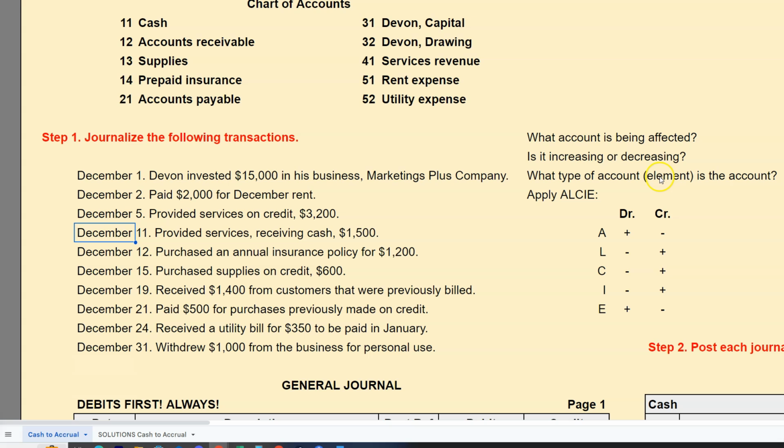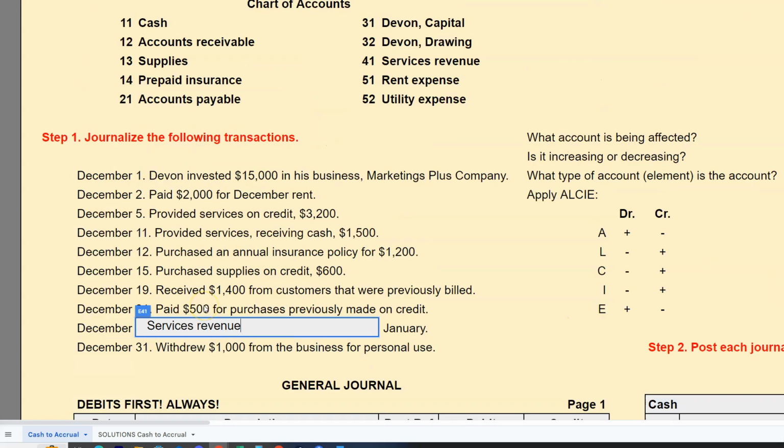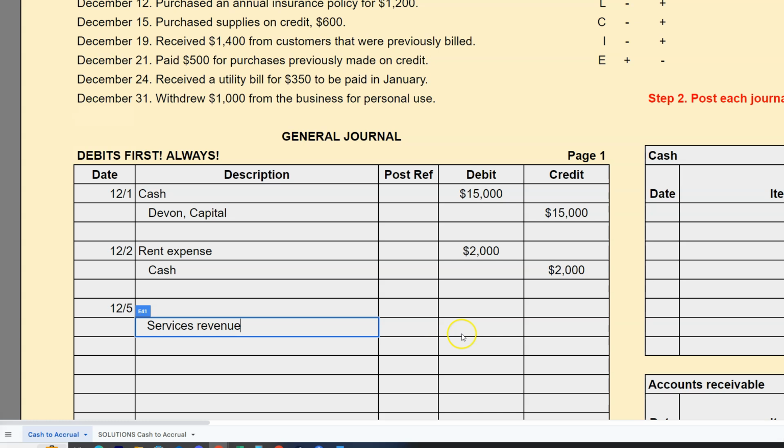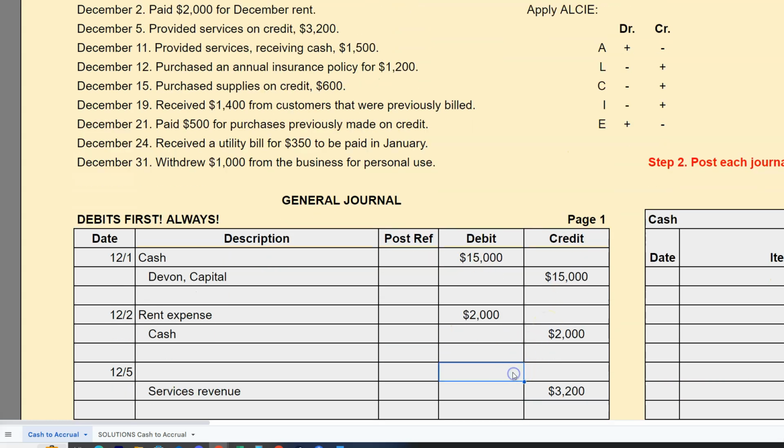What type of account is services revenue? It's an income/revenue account. So how do we make it go up? We credit. All right. So same thing as the one we just did. I'm going to skip a line. Services revenue. Okay. That was for $3,200.